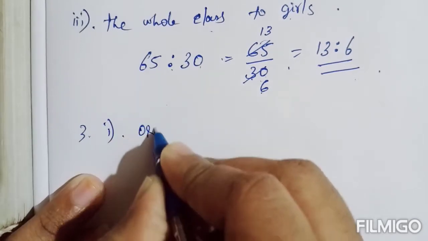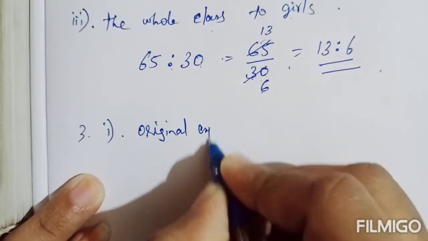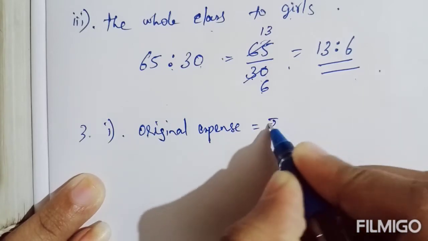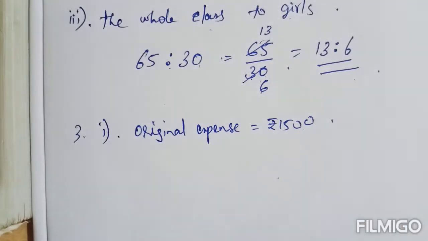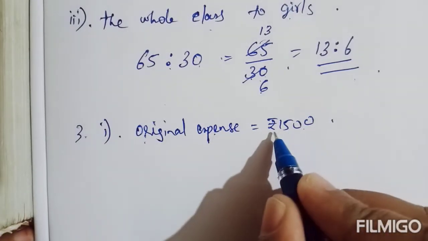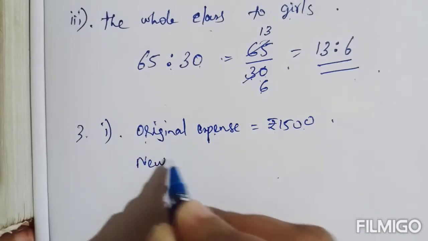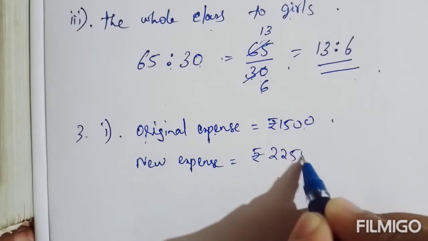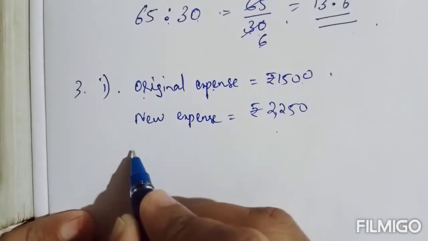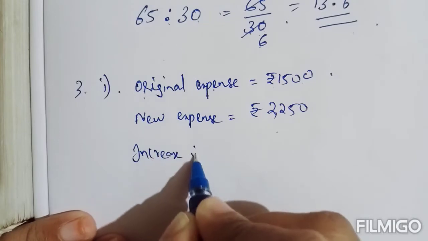Let us write original expense. It was rupees 1500. Okay, now this expense increased to rupees 2250. Find the ratio of, first question, increase in expense to original expenses. So the original expense is rupees 1500 and the new or present expense is rupees 2250. What will be the increase in expense? We can find that.